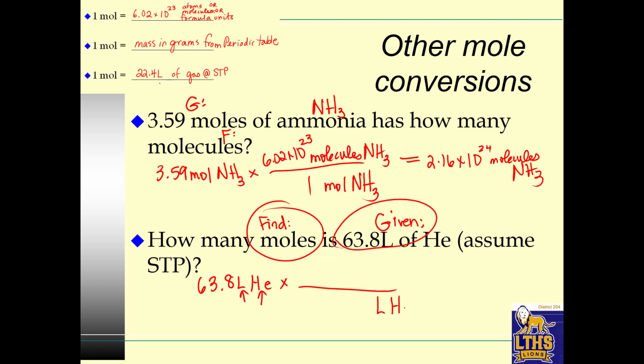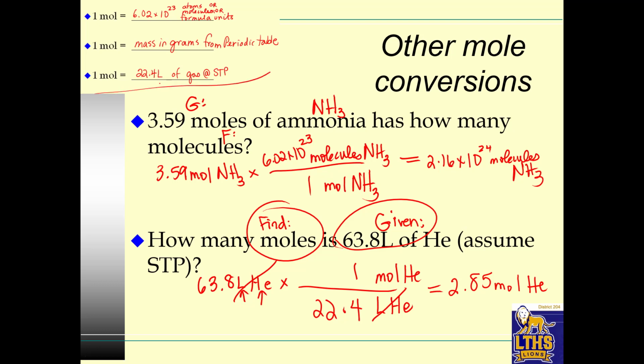I want liters on the bottom because I want those to go away. I want to find moles, so that's what I want to finish with. 1 mole is 22.4 liters of gas at STP. I can only use that if it's a gas at STP, and it tells me it is. So it's going to be 2.85 moles of helium. Okay, so using these 3 new definitions, the only one you have to calculate for is that one because every chemical has a different formula. You can use these as conversion factors.